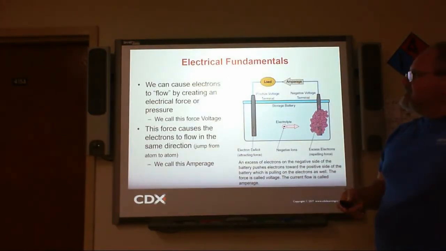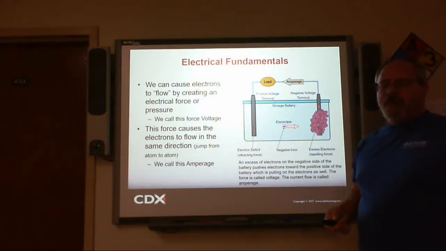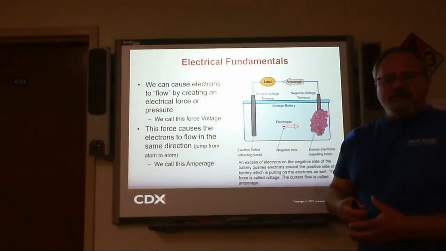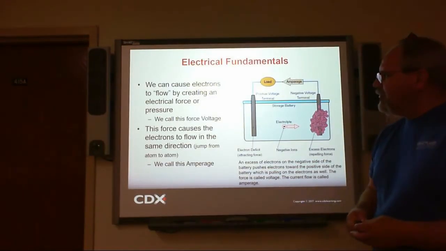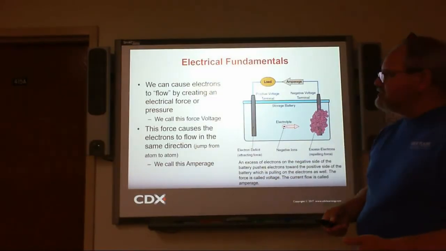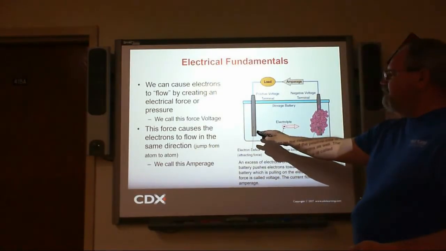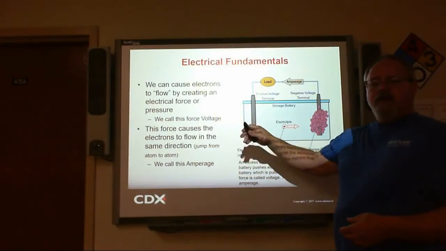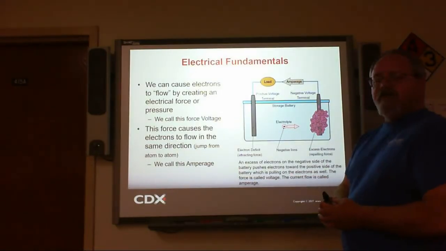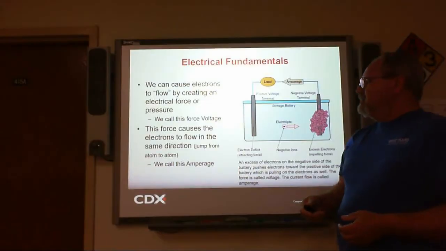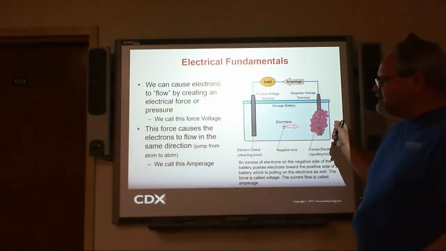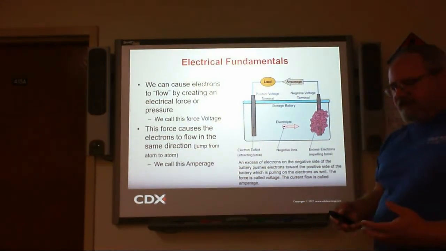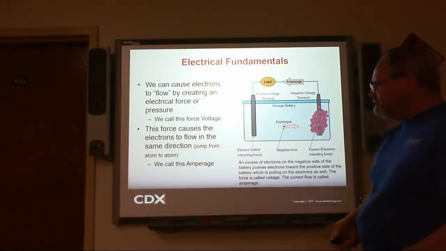We can cause electrons to flow by creating an electrical force. Electrons don't just flow because they want to. We have to encourage them to flow with some type of force or some type of pressure. Now, the force that we use to cause electrons to flow, that force or that pressure, we call voltage. This force causes the electrons to flow in the same direction, so they jump from atom to atom. Now, the actual flow of the electrons, we call that amperage.